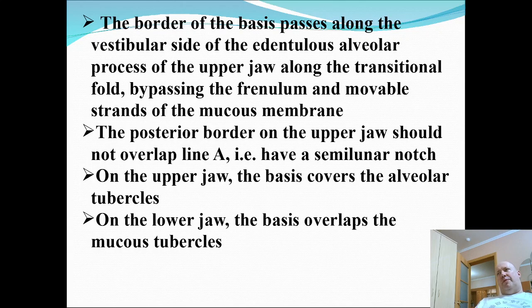The boundaries of the bases pass along the vestibular side of the edentulous alveolar process of the upper jaw along the transitional fold, bypassing the frenulum and the movable strands of the mucous membrane. The posterior border of the upper jaw should not overlap line A. They have a semilunar notch on the upper jaw. The bases cover the alveolar tubercles.